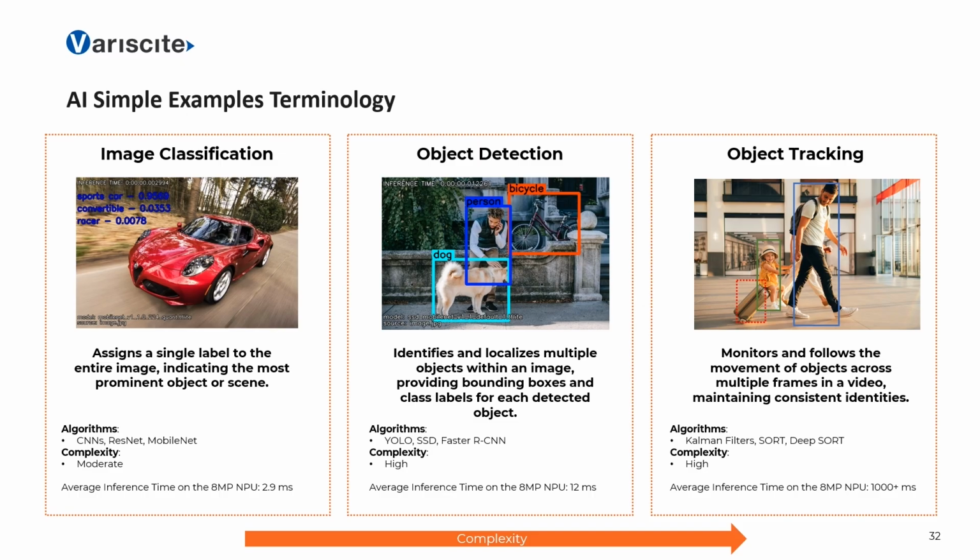In the middle is an object detection application. The model identifies and labels multiple objects within an image, such as a dog, a person, or a bicycle. This is a much more complex task, requiring about 12 milliseconds on the 8M+. And on the right is an object tracking example. This task is significantly more complex, involving deep learning to monitor and follow the movement of objects across multiple frames in a video. The model determines things like the object's trajectory or potential collisions. For example, maybe the model will track the suitcase to see if it's left behind by the owner.